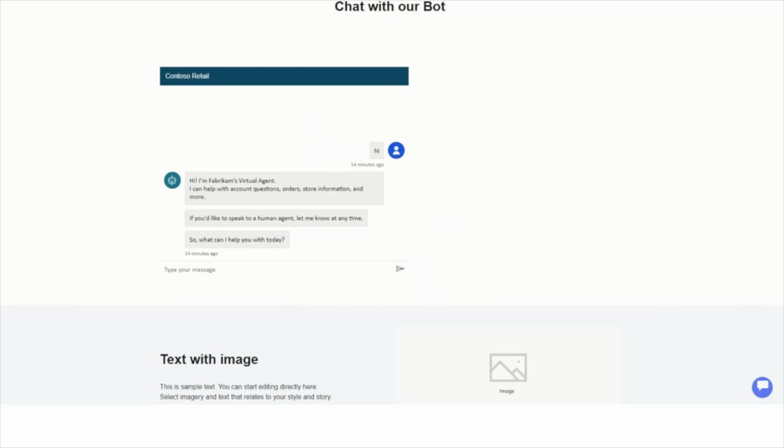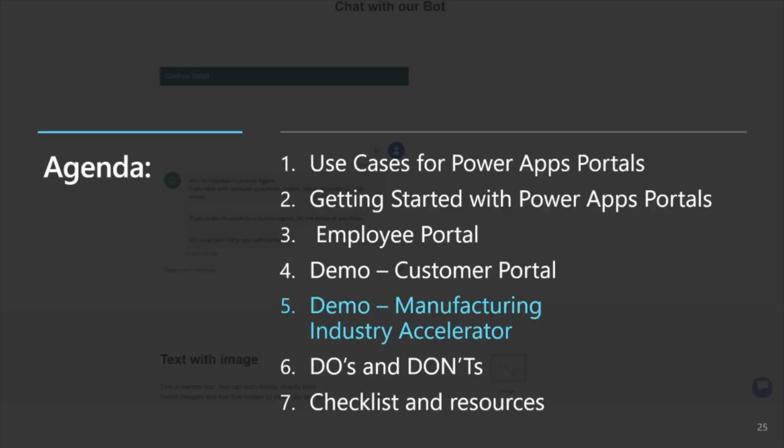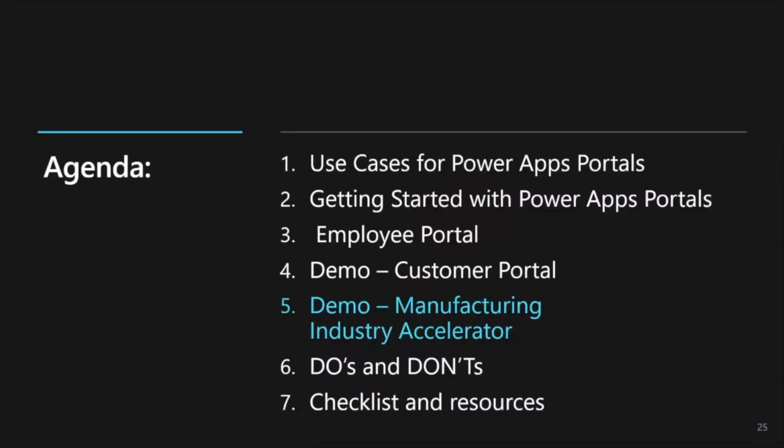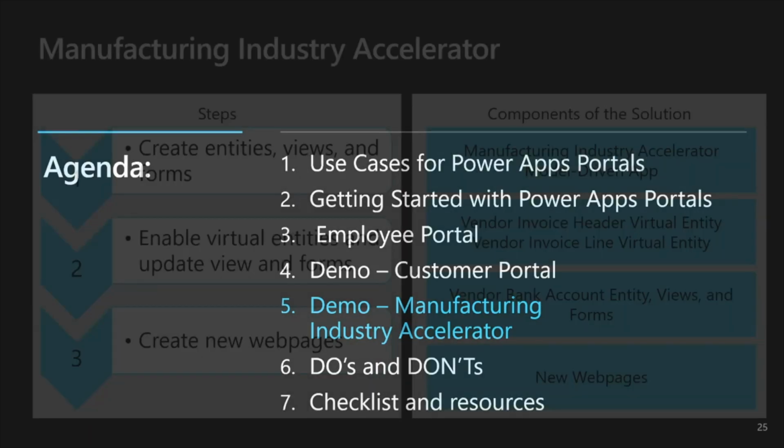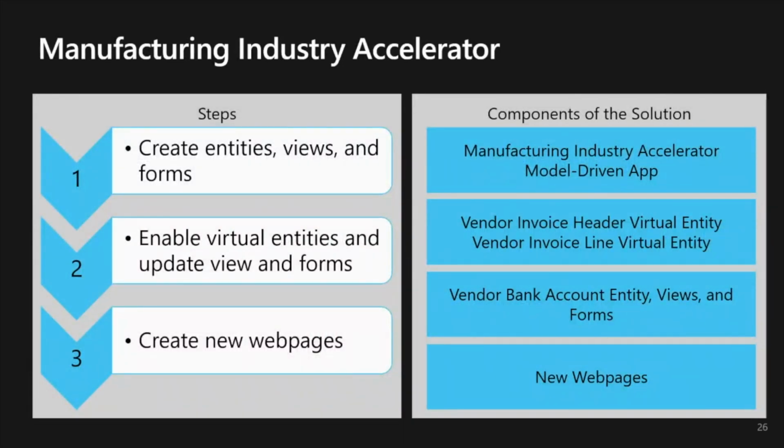All right, so on our next example, switching gears a little bit, we're going to talk about the Manufacturing Industry Accelerator. So I did some examples and demonstrations in our previous session with the model-driven app. So I'm again using the same Manufacturing Industry Accelerator. That accelerator comes with a model-driven app, a number of Power Automate flows, and a Power Apps portal as well.